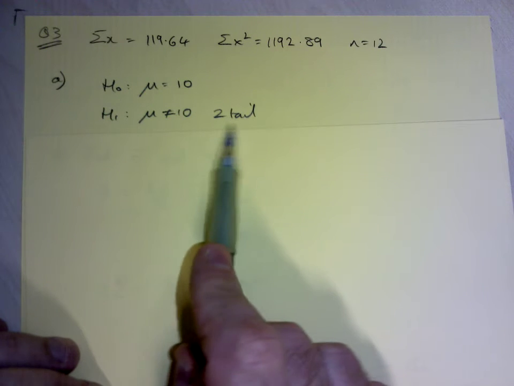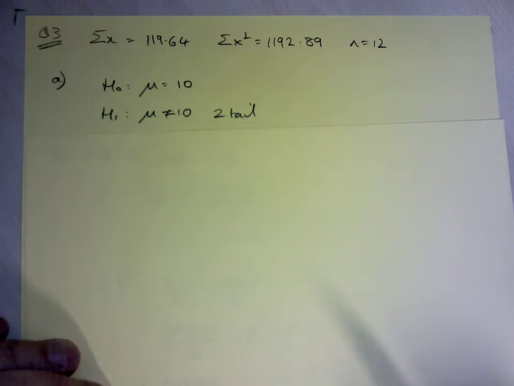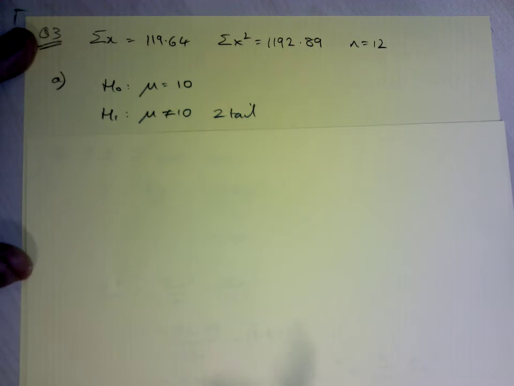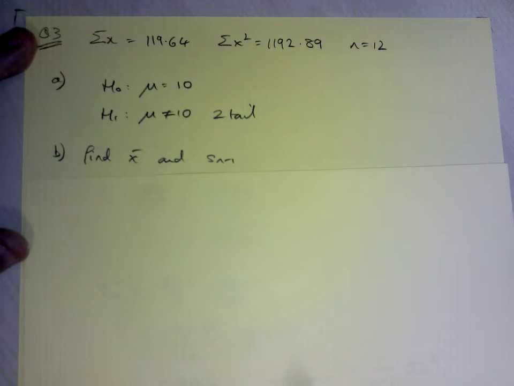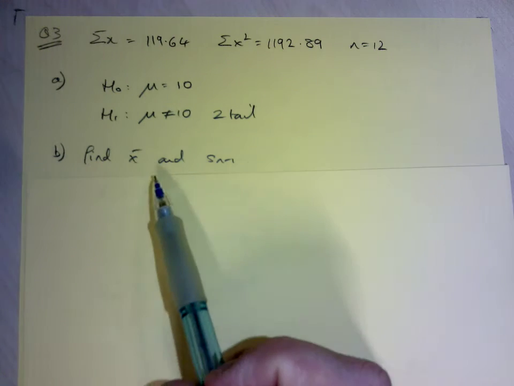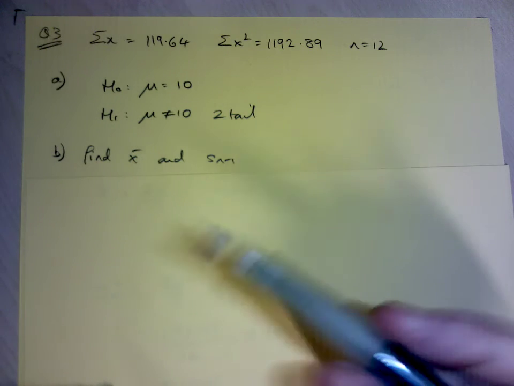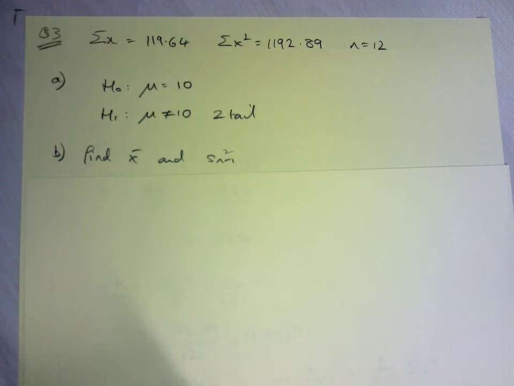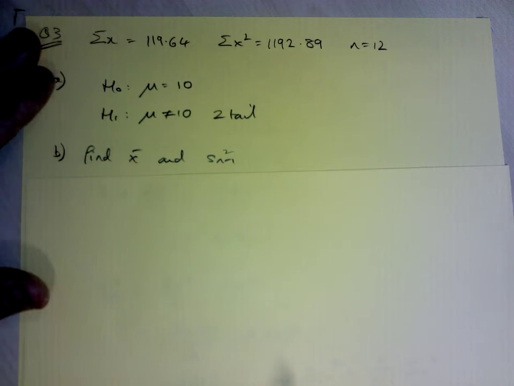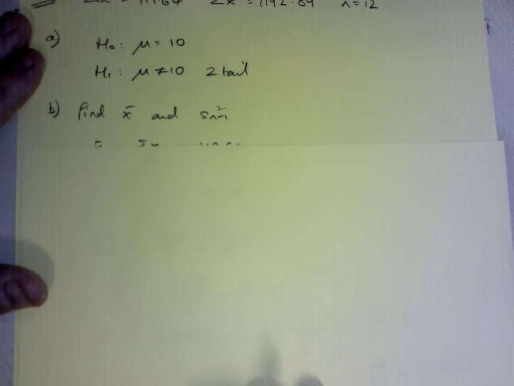I also jot down the fact that this is a two-tailed test. That's going to be relevant in a few minutes' time. So there's my hypothesis set up. Part B asks for unbiased estimates of mu, which is x bar, and the unbiased estimate of sigma squared, which is Sn minus 1 squared. So let's do these in turn.